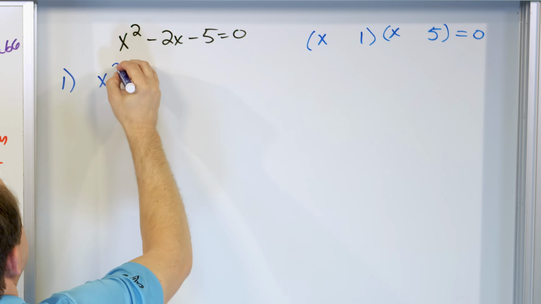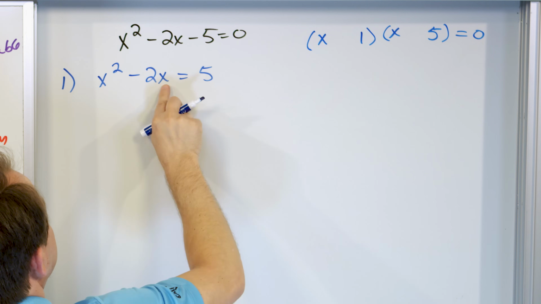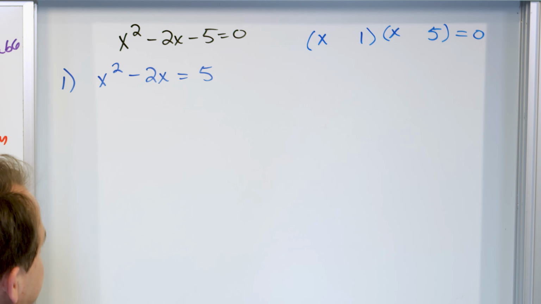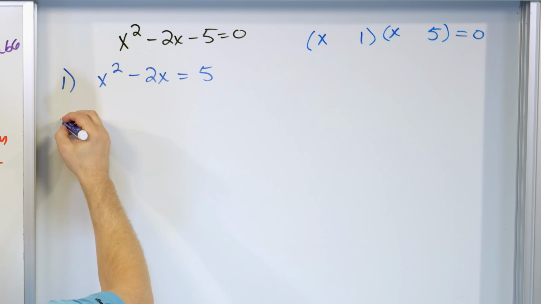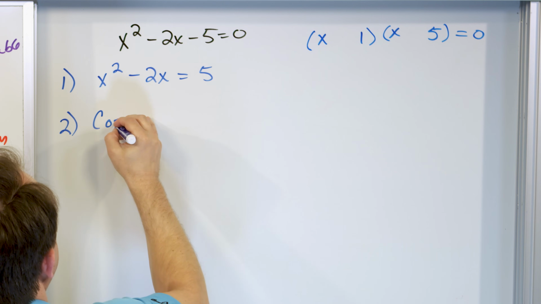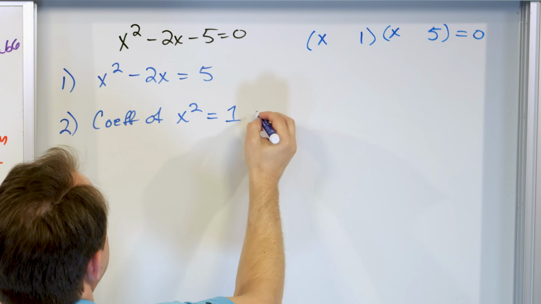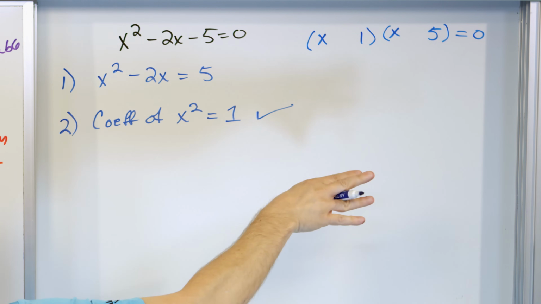So it's going to be x squared minus 2x equals positive 5. We add 5 to the left, add 5 to the right, that's step 1. Step number 2, which I have numbered differently over there: we want to check that the coefficient of x squared is equal to 1, and it is. It's already a 1 here, so I don't have to do anything.